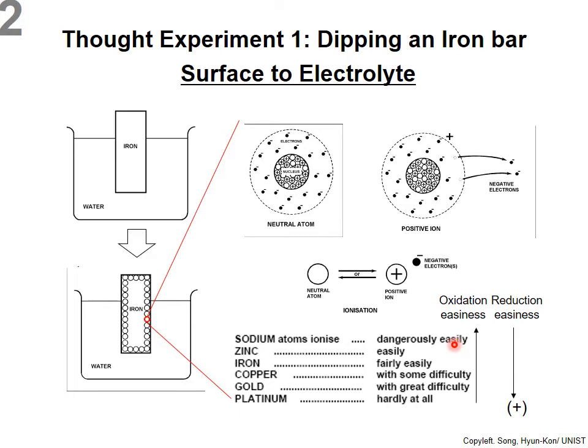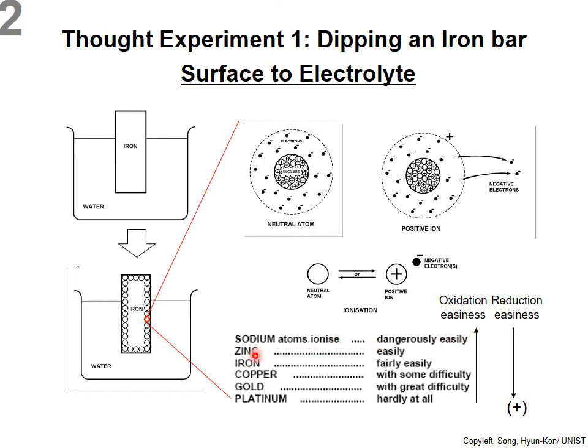Again, lithium metal belongs to this kind of category. So lithium atoms also ionize dangerously easily. It is the reason why we have used lithium metal in lithium-ion batteries. Of course, we could use sodium atoms for making new batteries.